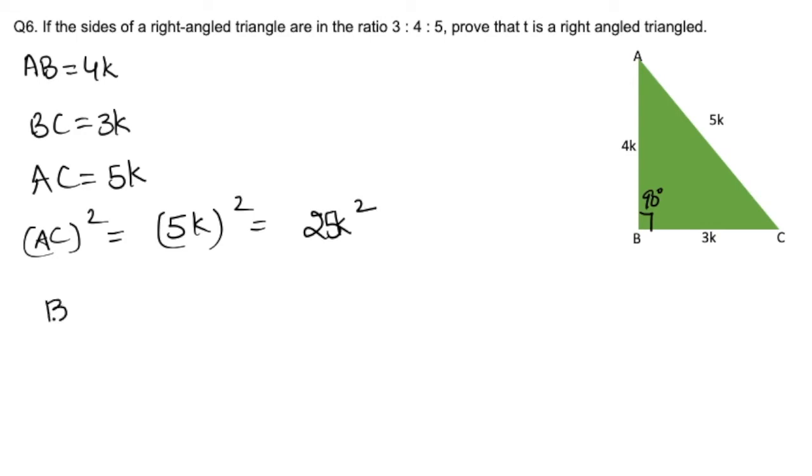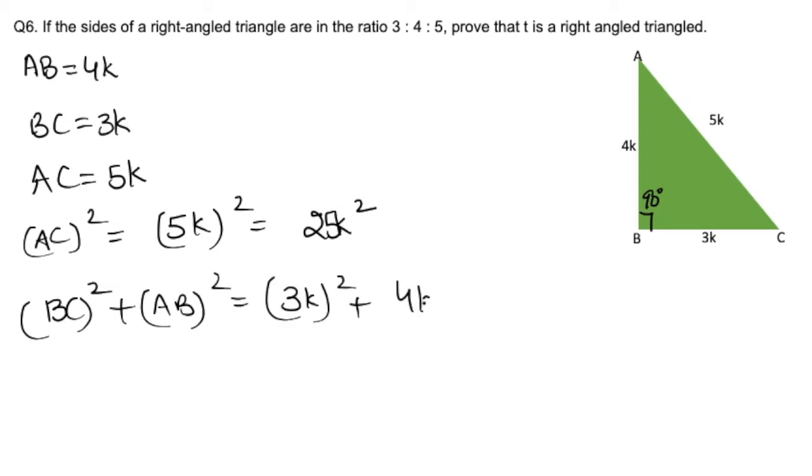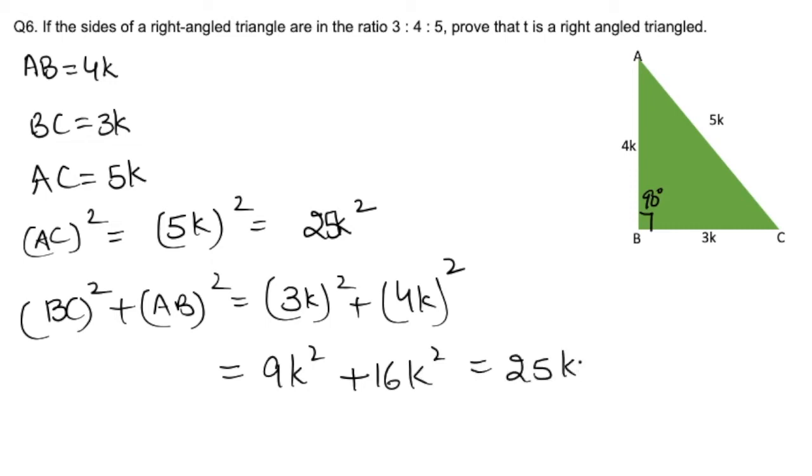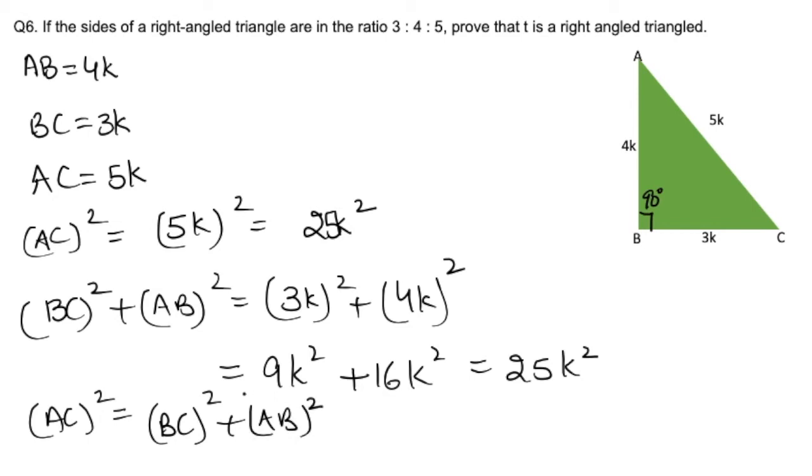Similarly, when we take the sum of the other two sides, BC square plus AB square, this can be written as 3K whole square plus 4K whole square, or this can be written as 9K square plus 16K square, which is also equal to 25K square. Now since AC square is equal to the sum of the squares of the other two sides, that means our Pythagoras theorem is proved. So if Pythagoras theorem is proved, we have done the converse, that if the sum of the squares of two sides of a triangle is equal to the square of the third side, then it forms a right angle triangle. So if our Pythagoras theorem holds, that means the triangle is a right angled triangle.